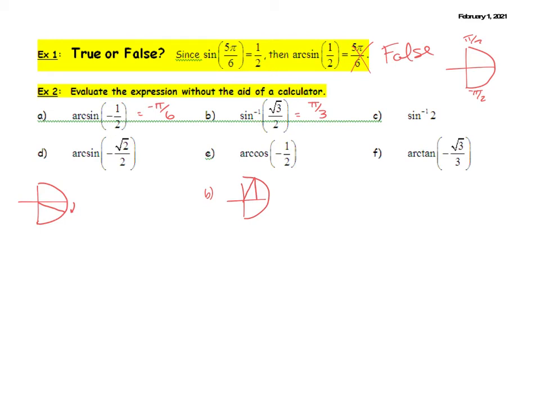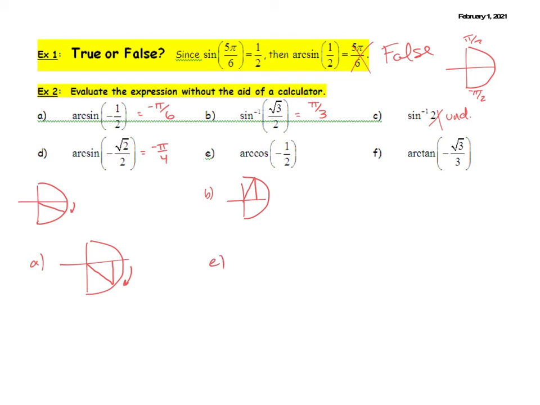Inverse sine of 2 is undefined because you can't take the inverse sine of anything unless it's between negative 1 and 1. 2 is too big. The sine of no angle will equal 2, so that's not going to work. D is the arc sine or inverse sine of negative radical 2 over 2. That'll, of course, be a 45-degree reference angle down here, and that'll be a negative pi over 4.